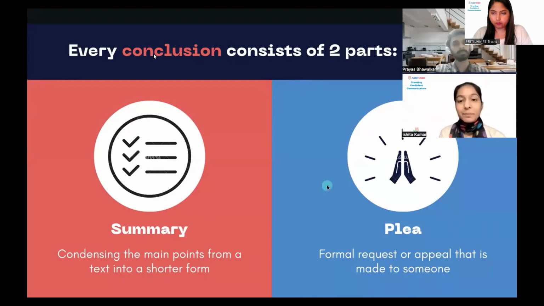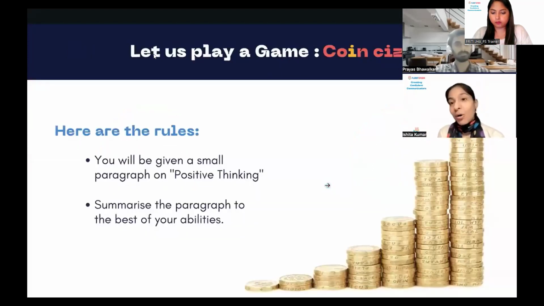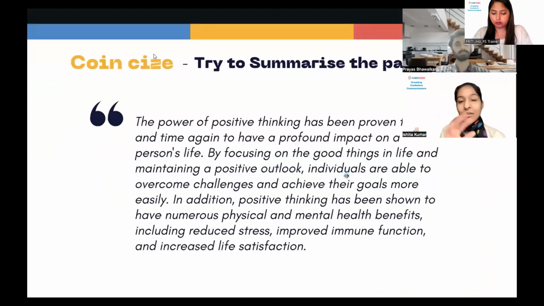Correct. Okay. So now this game is called Coin Size. What do you think this is coming from? Which word are we trying to say here? Is it really... Concise, absolutely right. So you will be given a paragraph on positive thinking, and you can take a minute and you have to summarize the paragraph in your own words. Got it. So this is the paragraph here. Do I need to read this aloud or can I read it in my mind? It's okay, whatever works for you best. Don't worry.